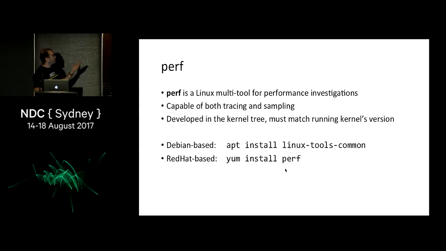So for example, on Ubuntu, you'd install it from Linux Tools Common. On Red Hat, you'd install it from the perf package. So it's just out there. You have to install it. And in some cases, it might even be available out of the box.